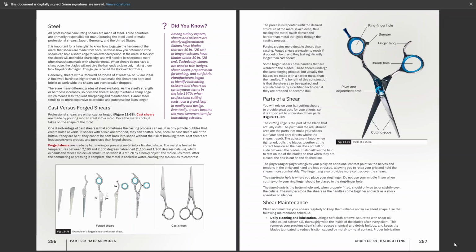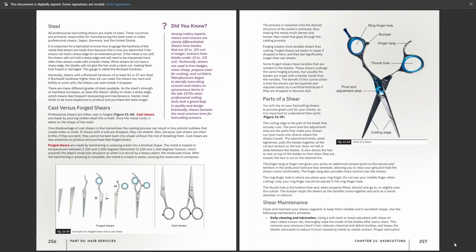Steel. All professional haircutting shears are made of steel. Three countries are primarily responsible for manufacturing the steel used to make professional shears: Japan, Germany, and the United States. It is important for a hairstylist to know how to gauge the hardness of the metal that shears are made from, because this is how you determine if the shears can hold a sharp edge for an extended period.